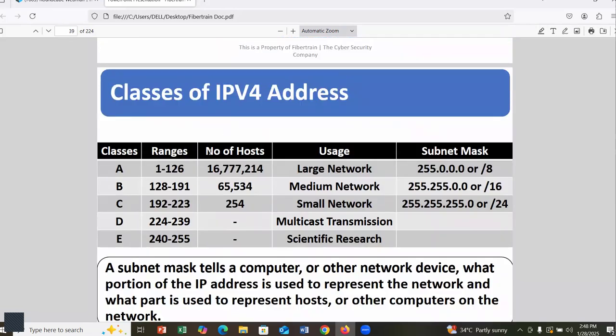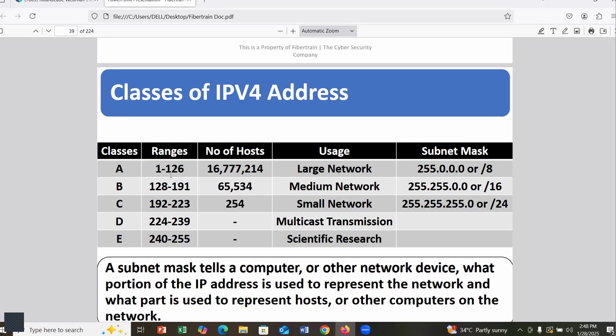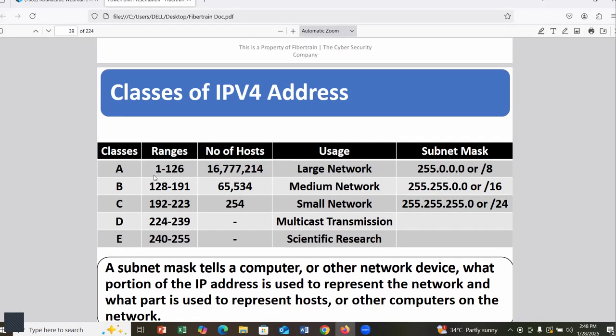I explained to you we have class A to E, and we say the range is 1 to 126. What does that mean? Anytime you see an IP address that starts from this range, you will know that that IP belongs to class A. This class A can only contain 16 million devices. We can assign class A IP to 16 million. And this class A IP is used in a large network.